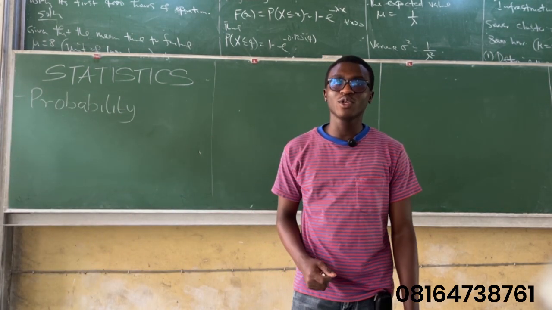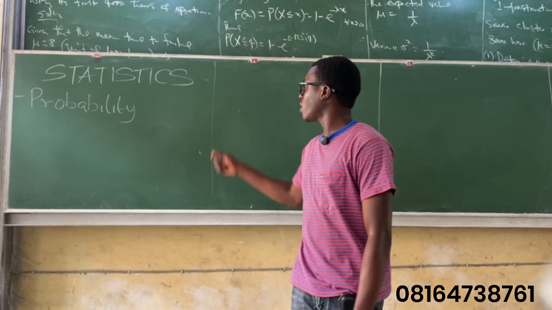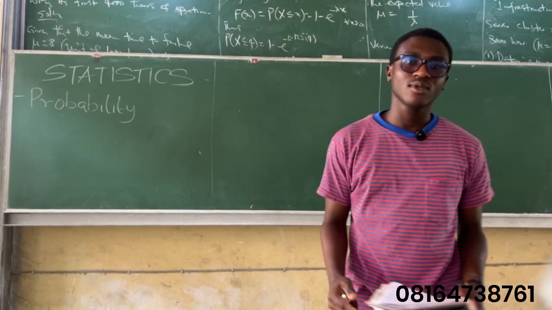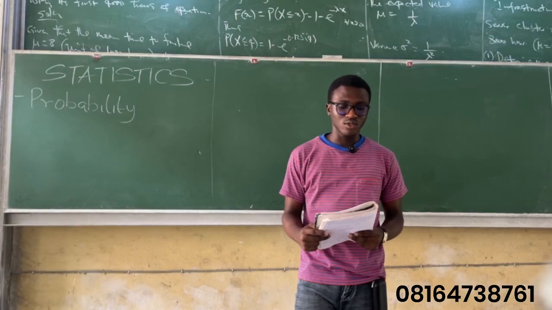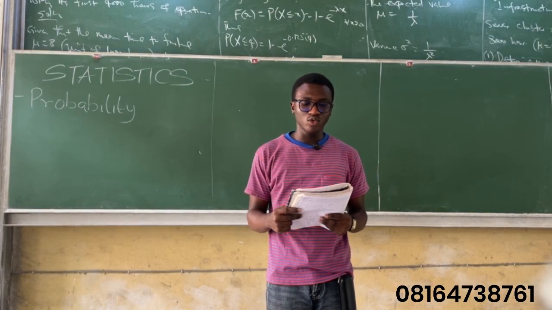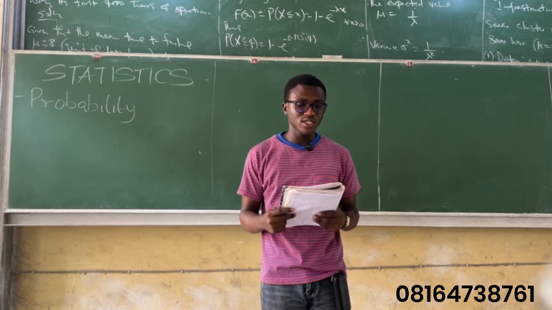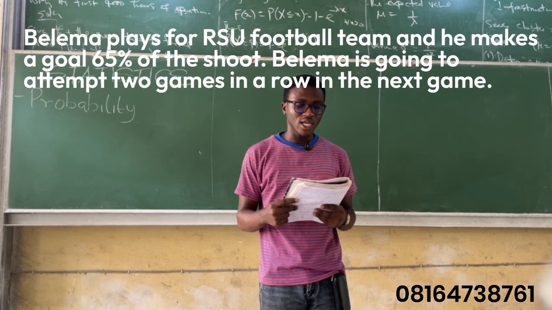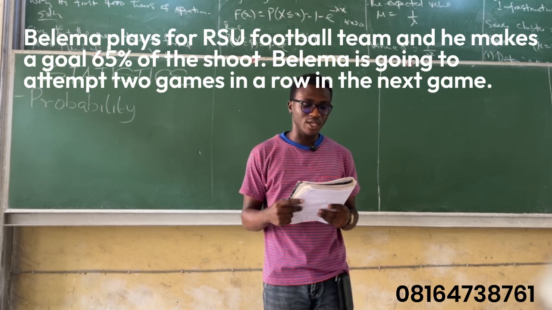Today, we are going to be looking at past questions under statistics, in particular, probability. So, for our first question, we have that Belema plays for RSU football team. He makes a goal 65% of the shots. Belema is going to attempt 2 goals in a row in the next game.